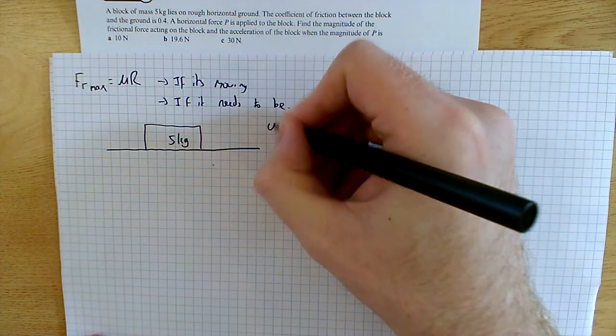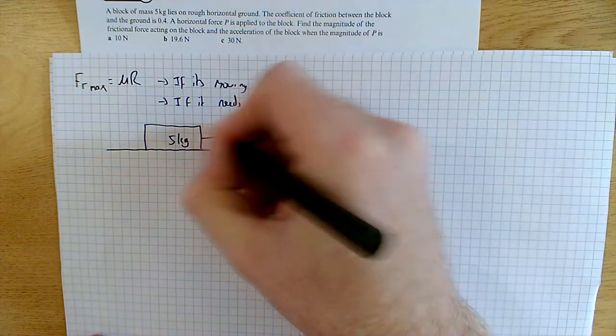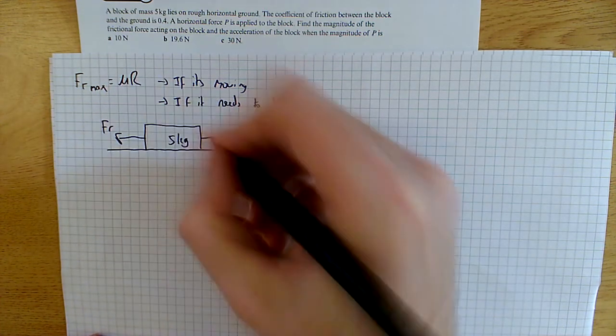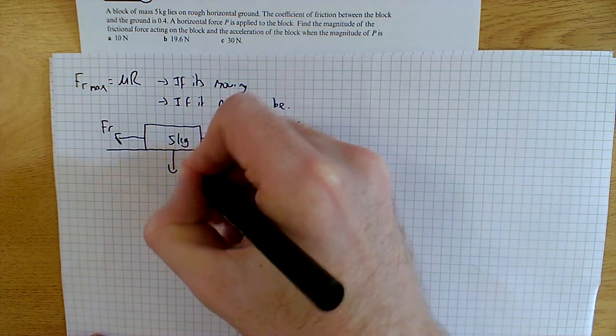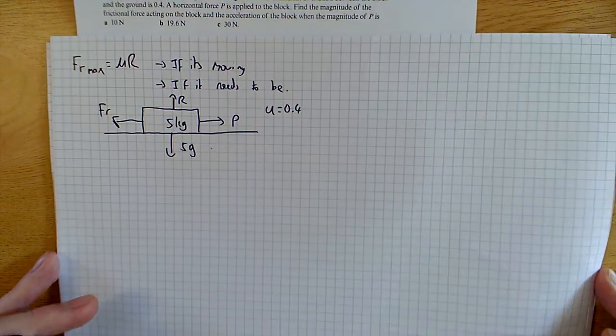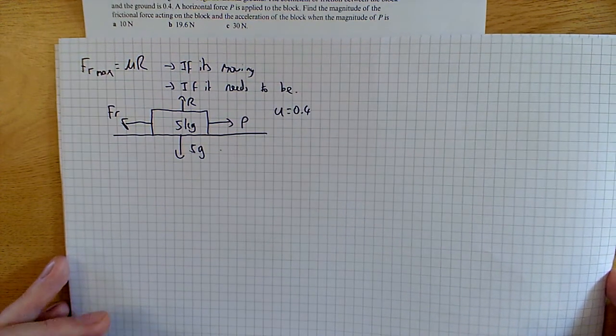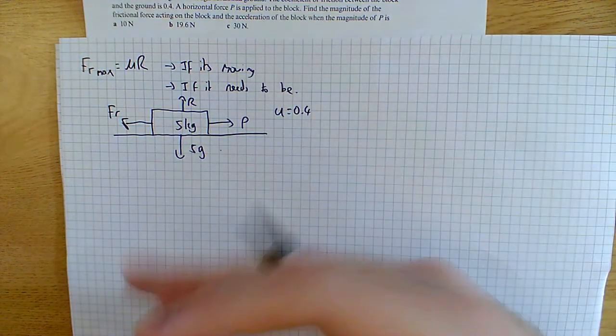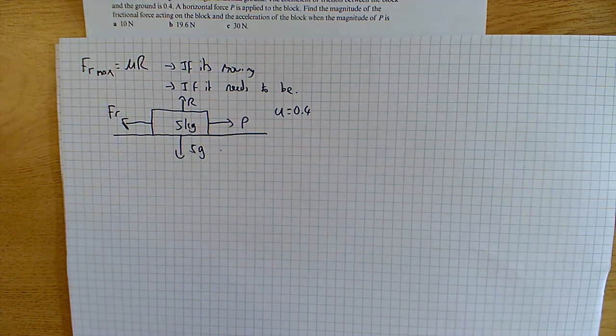It tells us that mu is 0.4 and force P is being applied this way, and therefore friction will oppose that way. We've got the 5g going down here and then the reaction going straight up. It tells us the different values of the magnitude of P and asks us what the frictional force acting on the blocks will be.